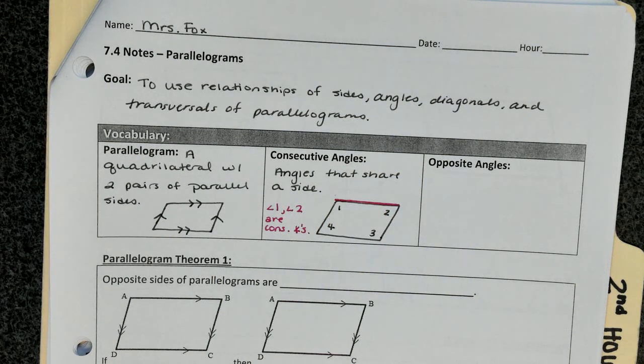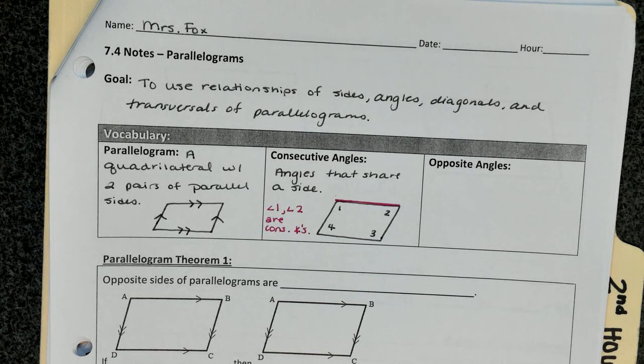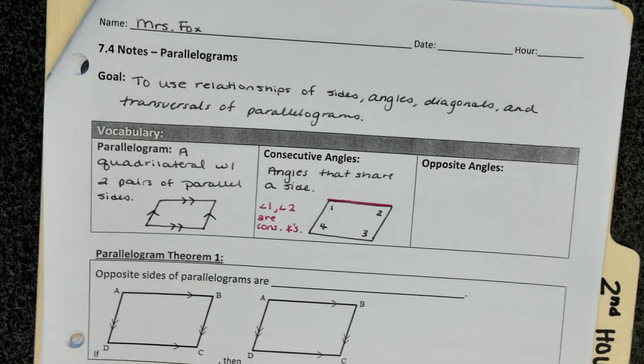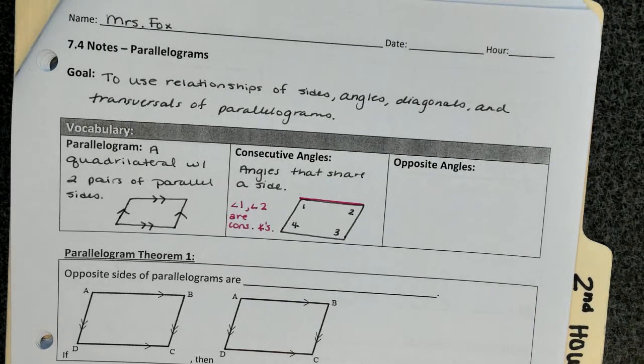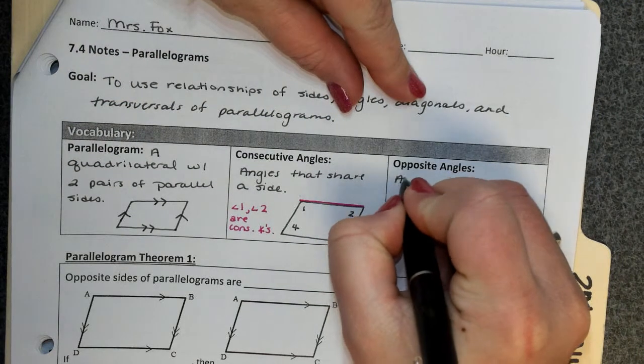What would be another example of consecutive angles in that figure? 2 and 3 would be consecutive angles. What else? 3 and 4 would be consecutive angles. What else? 1 and 4. Very good.